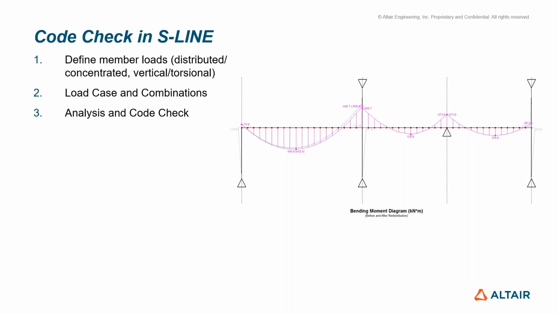So S-line has a built-in structural analysis. That's where it's a little bit different than S-concrete, as you know, because it is a beam and we are applying loads to it. It's actually running a structural analysis for us, and it can consider things like moment redistribution and whatnot.